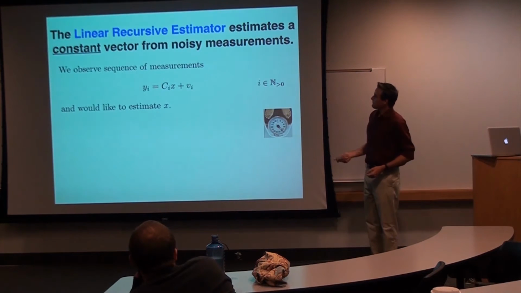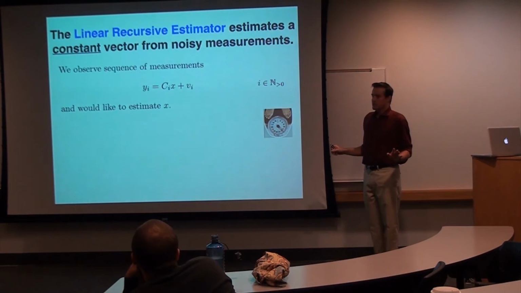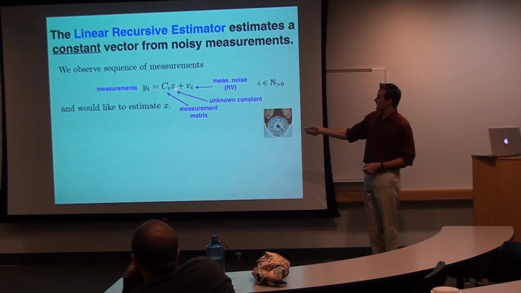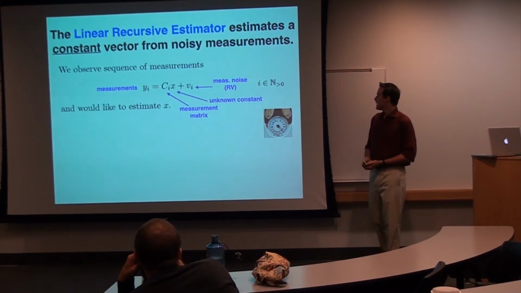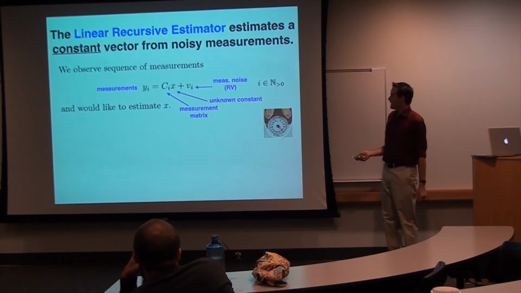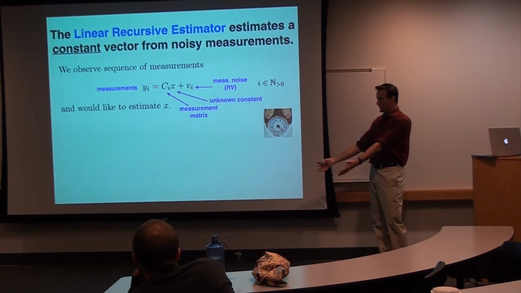Here's the problem setup. The linear recursive estimator just estimates a constant vector based on a sequence of noisy measurements. So there's some unknown constant vector x. We measure a sequence of measurements y that are linear functions of the unknown constant x that have been corrupted by zero mean measurement noise. And we're trying to figure out what this unknown constant is. So the example is that I have some big scale here that's like a freight scale, and so it can't measure any one person's weight very well.